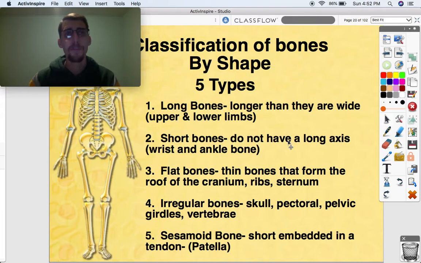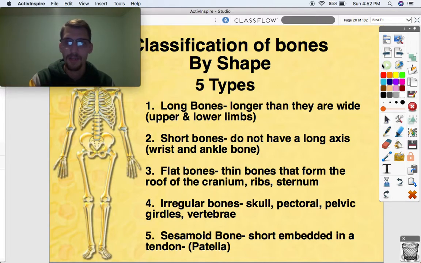And then finally, the 5th category: it's a type of short bone, but it's embedded into a tendon. The primary example of a sesamoid bone is your patella, or your kneecap. So our friend right down here, it's in between the femur and the tibia, but it's embedded into a tendon. That's called a sesamoid bone. It is a type of short bone, but based on where it is, that gives it an extra classification.